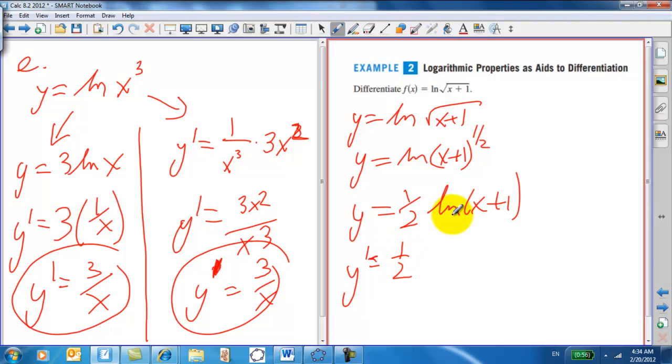So it's 1/2. The derivative of the natural log is 1 over whatever's inside, so we put that x plus 1 in the bottom, times the derivative of the inner function, which is just 1. So we get the derivative as 1 over 2 times x plus 1.